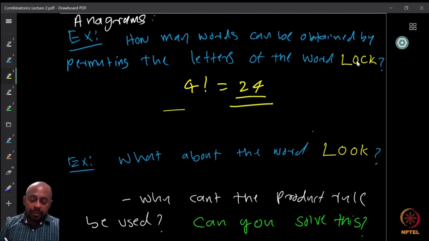Now I ask, what about LOOK instead of LOCK? Can you use the same argument? Why can we not use the product rule to find the same thing? So how do we use the product rule here? Well, out of LOCK, the first position can have all four possible choices. The second position, once you chose the first one, cannot use it again, so I have 3 choices, then 2 choices, and 1 choice. So why can it not be used to solve this case, LOOK? Think about this, and find out why we cannot use this here and why we could use it in the previous case. We will stop this lecture at this time, and continue in the next lecture.